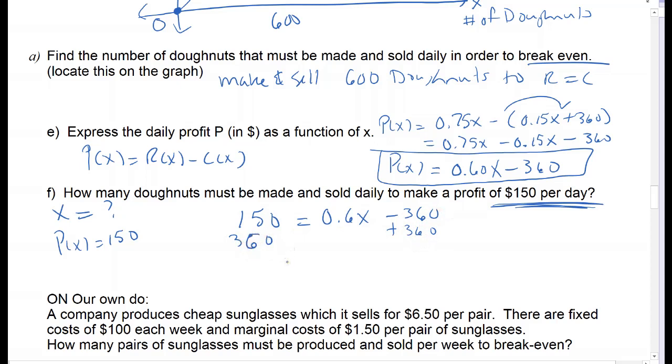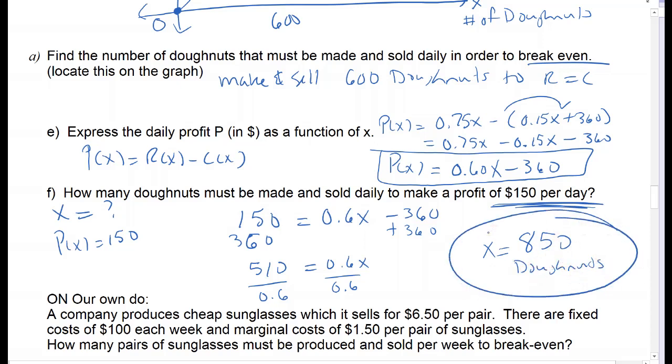So again, these equations aren't tough. There's just a lot of little things that you have to pay attention to. And then you have to be careful when you solve. Again, it's not hard to solve. You just have to be very careful. For example, be careful when you distribute your negative here, and then just be careful when you're solving these. It's really easy to make a simple mistake. So just watch what you're doing. Alright, so 510 divided by 0.6, so she has to sell 850 donuts. So if she sells 850 donuts, she'll cover her cost and make a profit of 150.